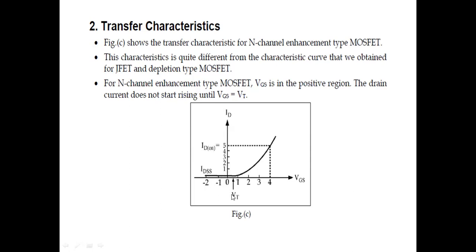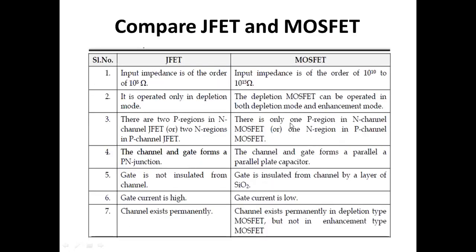And when it reaches the threshold level, only then does the channel exist, the enhancement channel exists. Then the current flows through the MOSFET. As the positive VGS increases, the current ID also increases. This is the transfer characteristics of the MOSFET.